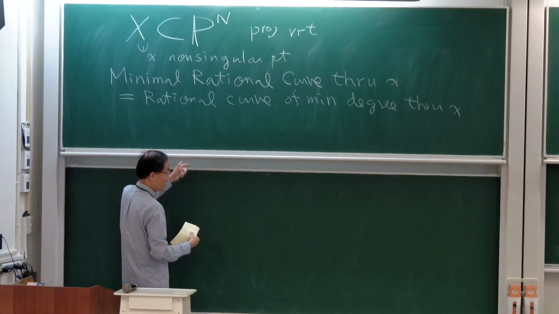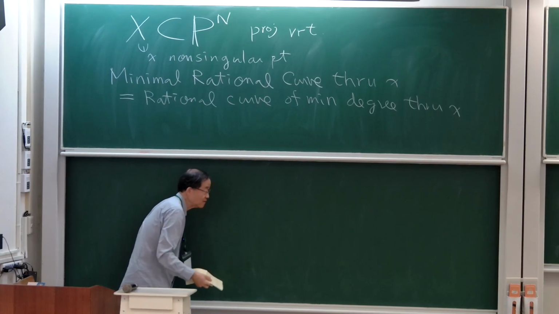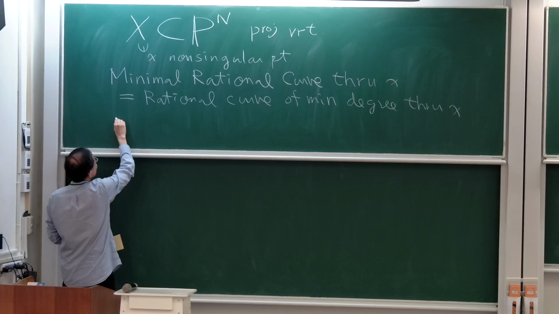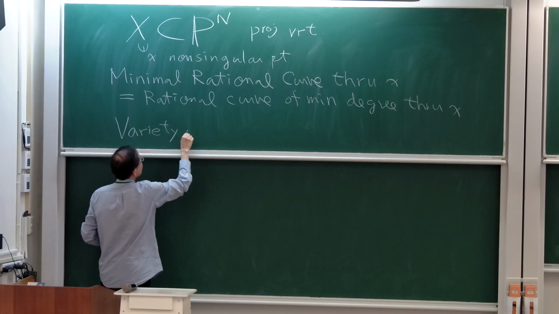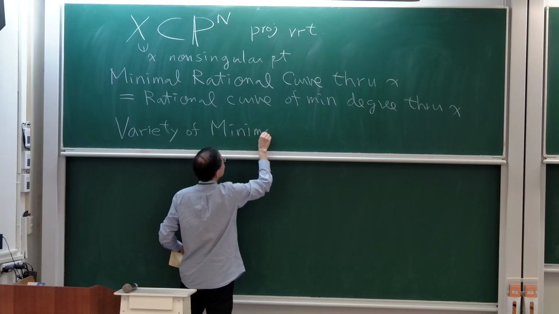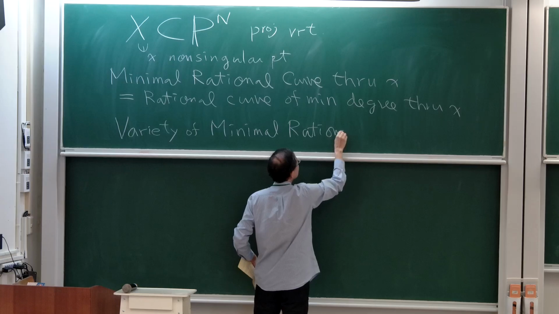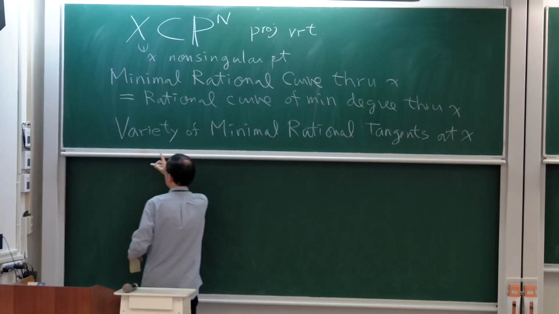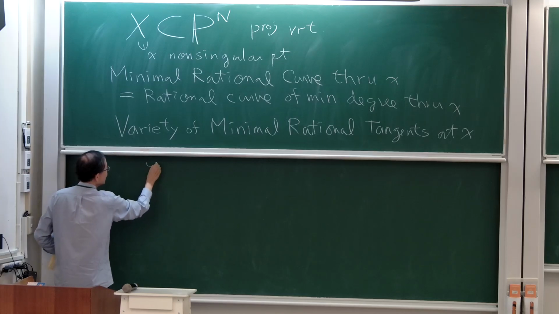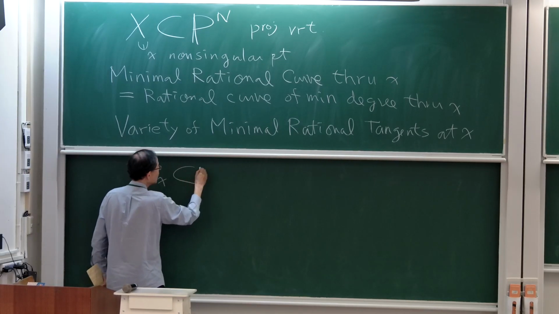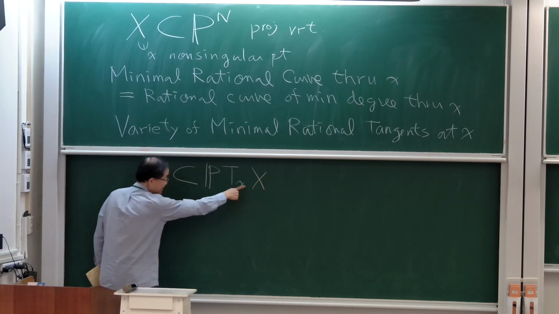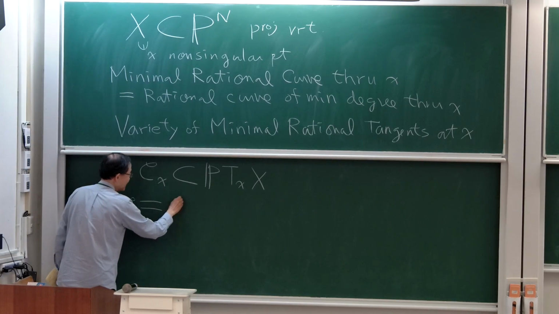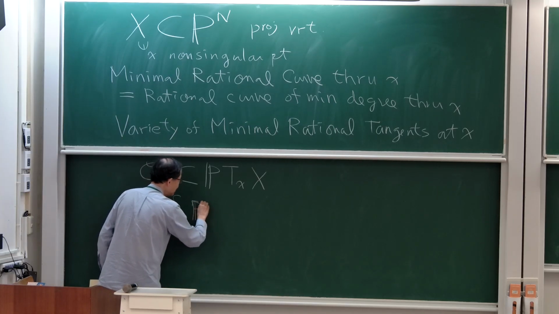Now, I've been particularly interested in tangents to such curves. So this is the concept of variety of minimal rational tangents at x. This is a projective variety, not necessarily irreducible, in the projectivized tangent space at x. And it's defined as you collect all tangents to minimal rational curves.